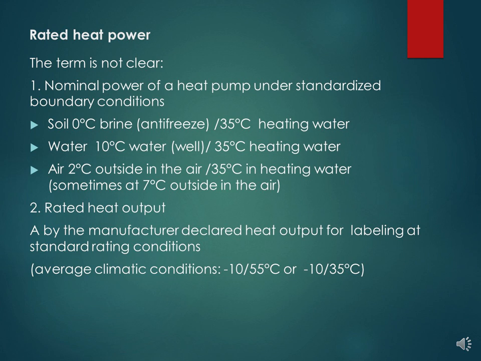The following power output specifications are commonly used in the industry. First, the nominal power of a heat pump under standardized boundary conditions. The standard conditions are: for ground source systems, 0 degrees Celsius in the brine and 35 degrees Celsius in the heating water. For water source systems, 10 degrees Celsius in the source water and 35 degrees Celsius in the heating water. And for air source systems, 2 degrees Celsius outside air temperature and 35 degrees Celsius in the heating water.